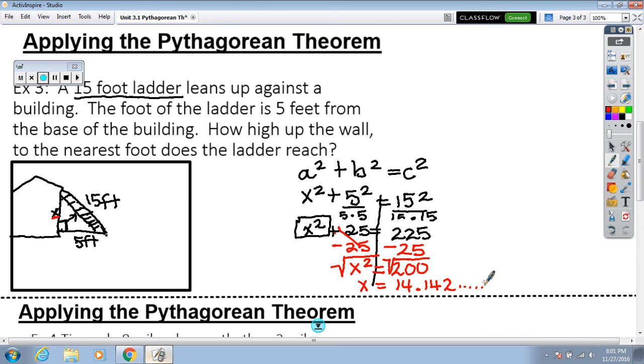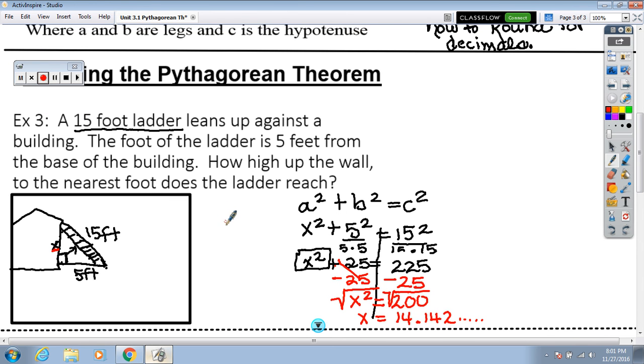Okay, now we have to go back to the problem and figure out where we're supposed to round. You can normally figure this out either in the first sentence or in the last sentence. So it said, how high up the wall to the nearest foot? To the nearest foot means they don't want any decimals. They want us to round and get a whole number. So if we round this answer, and when we round we use the squiggly lines to represent approximately, 14 feet.